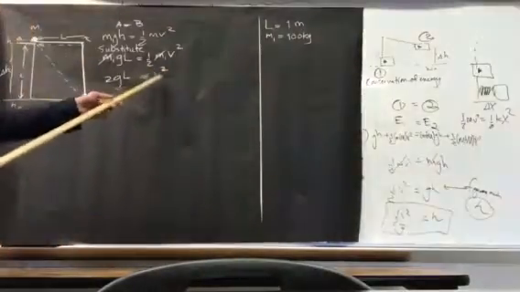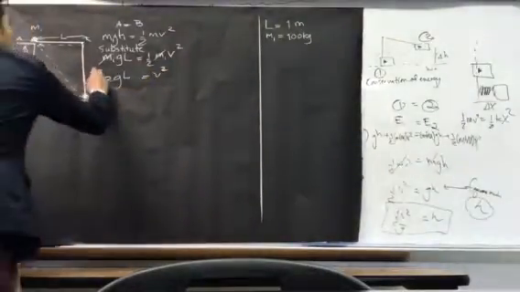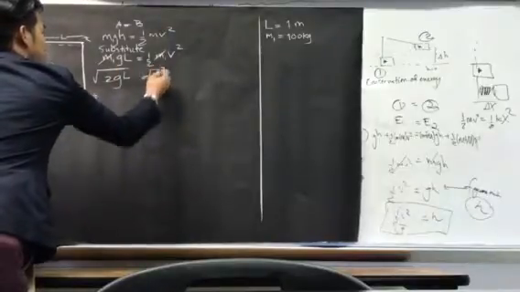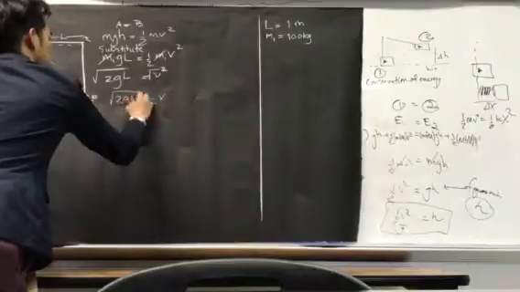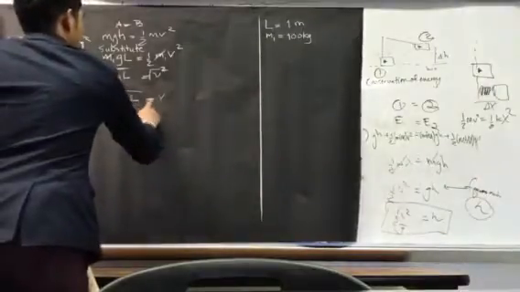So how do I get rid of the square? You take the square root. Square root both sides of the equation. So now you get that velocity is the square root of 2gL. So this is a derived equation.